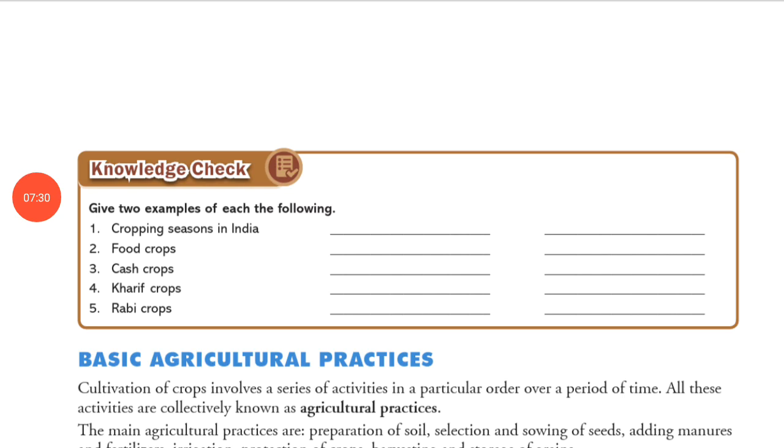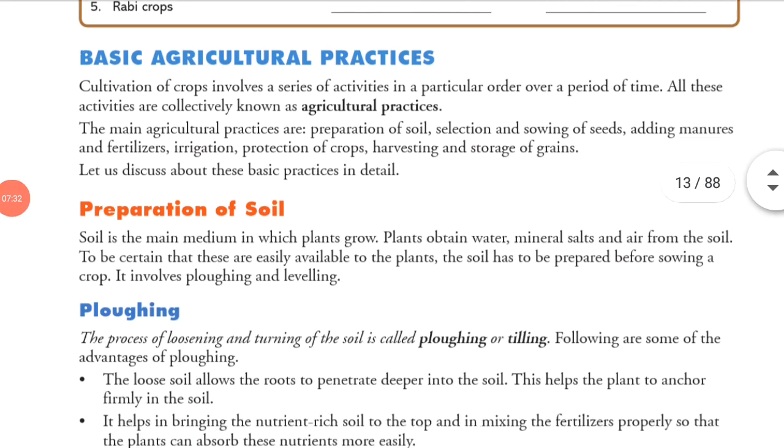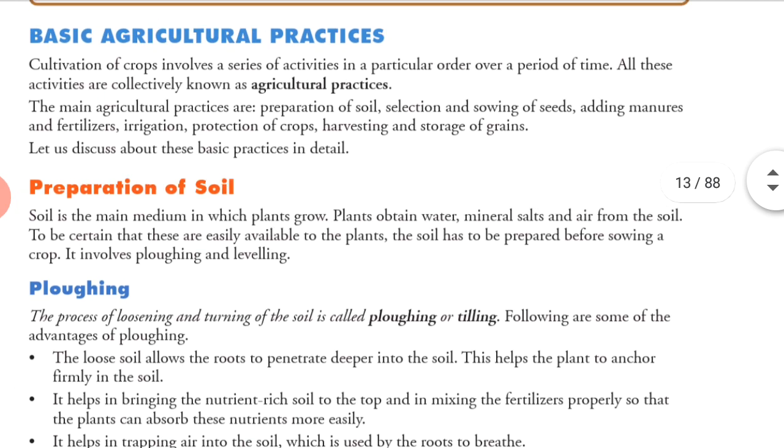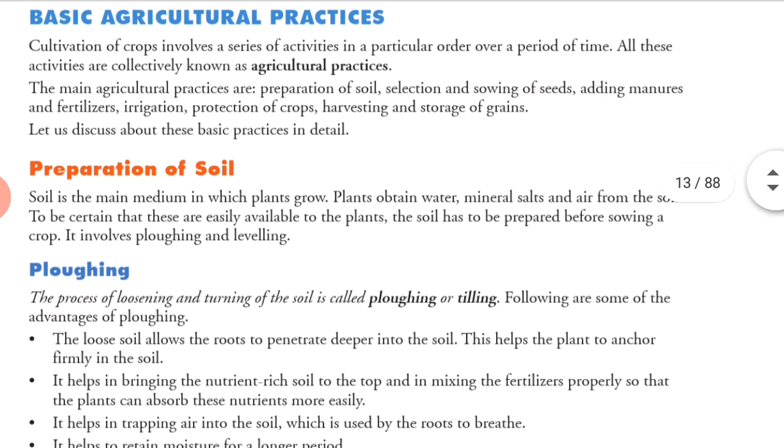Basic agricultural practices. Cultivation of crops involves a series of activities in a particular order over a long period of time. All these activities are collectively known as agricultural practices. The main agricultural practices are preparation of soil, selection and sowing of seeds, adding manures and fertilizers, irrigation, protection of crops, and storage of grains.